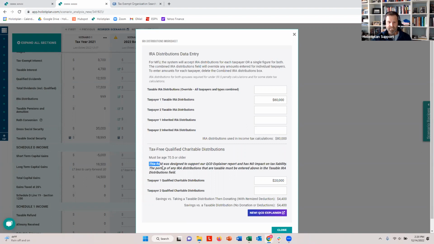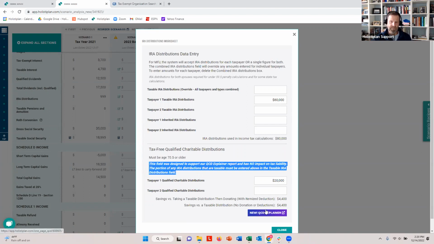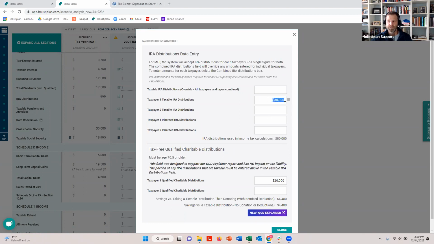We just added this text this week. In the original iteration of Holistiplan, we didn't have anything that called out qualified charitable distributions. We just had taxable IRA distributions. We added this QCD field, A, because users wanted us to have something that highlighted just QCDs, and B, because it helps us put forward the QCD explainer, which I'm going to go to in just a second. But we get these questions quite often: I'm entering something in the QCD field, but it's not changing the tax picture at all. It's not changing the tax picture because we haven't changed the taxable distribution amount up here, right?